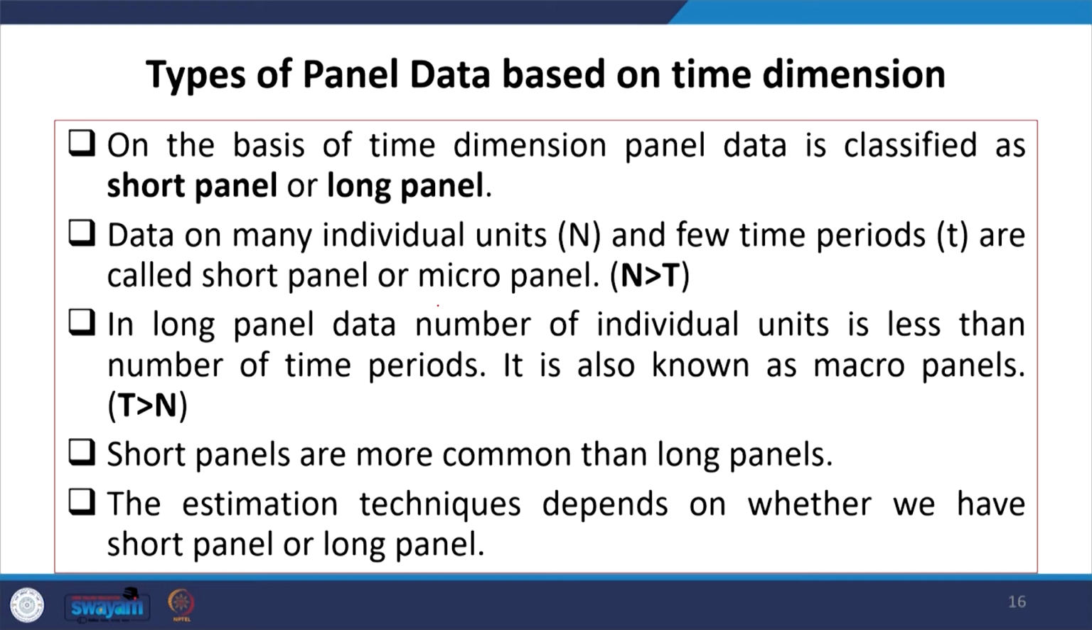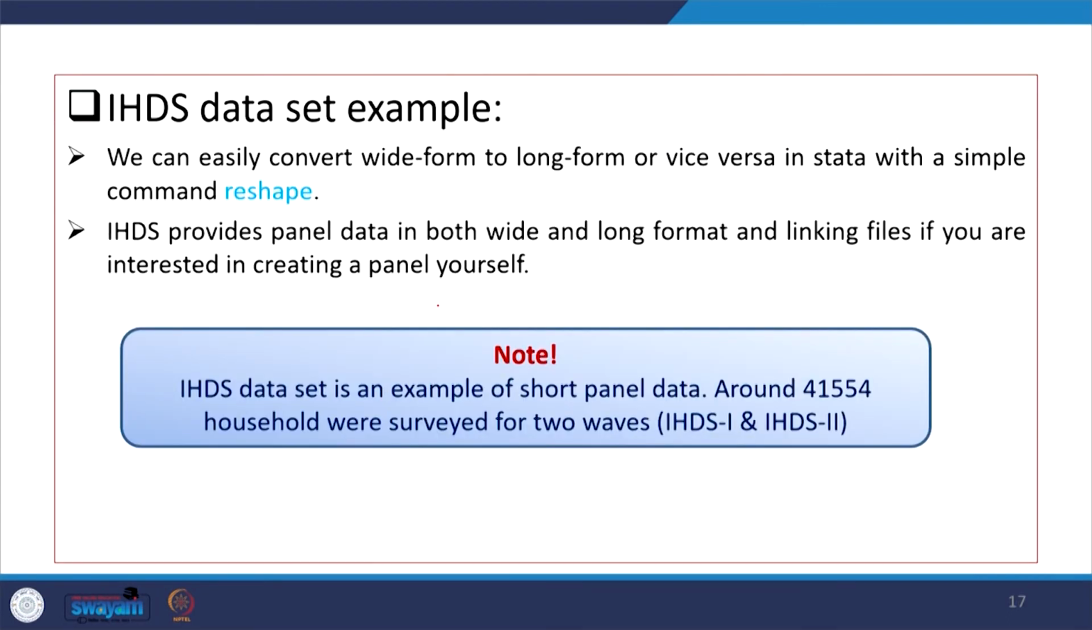Short panels are more common than long panels. The estimation techniques depend on whether we have a short panel or a long panel. We are now exploring IHDS data, India's Human Development Survey. This gives panel observations, and this is in fact micro panel data, where n is higher than T. T here is only 2 periods. There are 41,554 observations, and households were surveyed for 2 periods in IHDS 1 and IHDS 2.